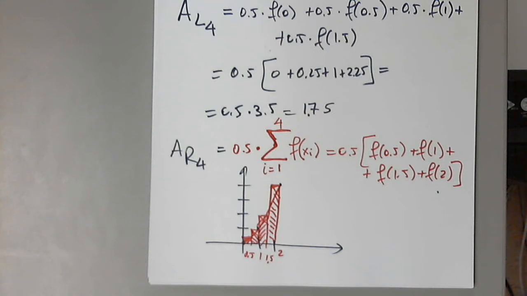What is this again? It's 0.5 times f of 0.5 squared. 0.5 times f of 1 squared. 0.5 times f of 1.5 squared. And 0.5 times f of 2 squared.